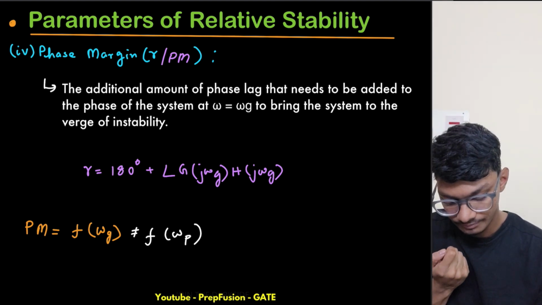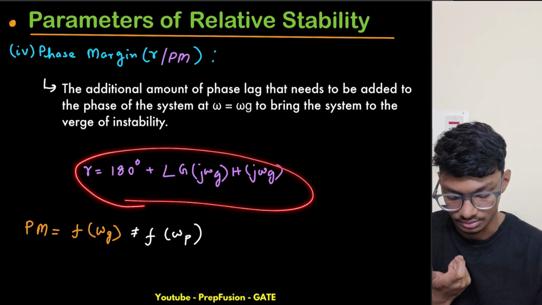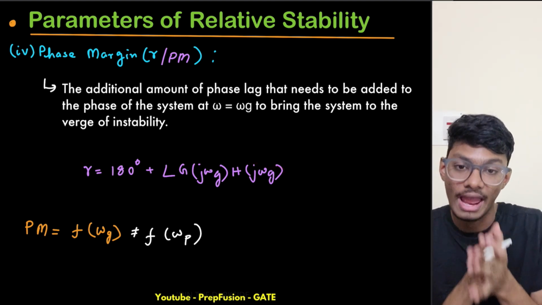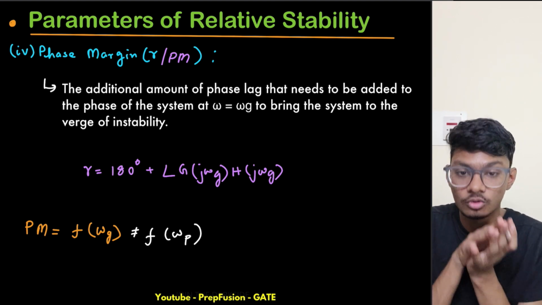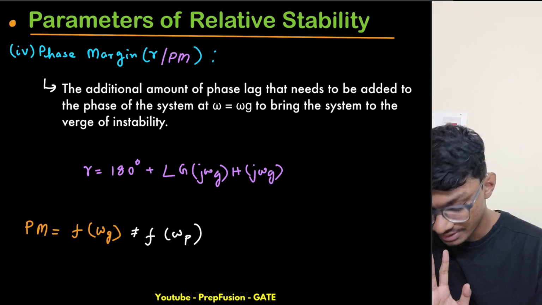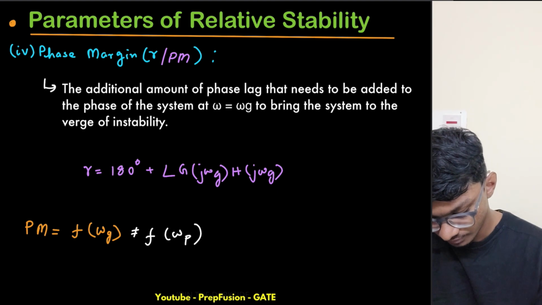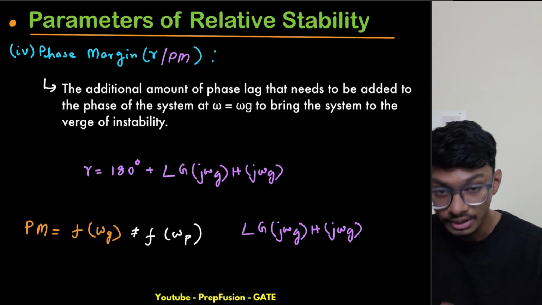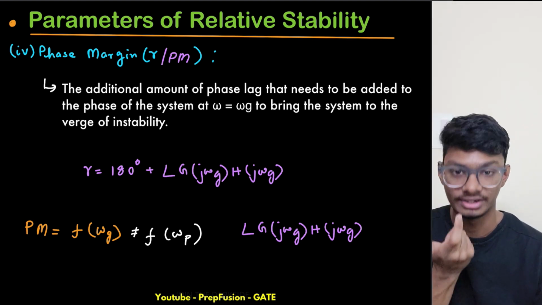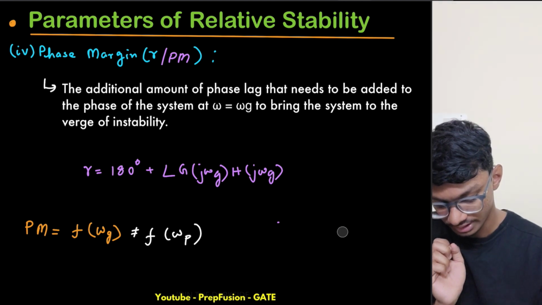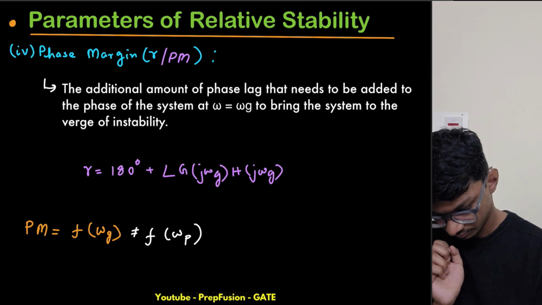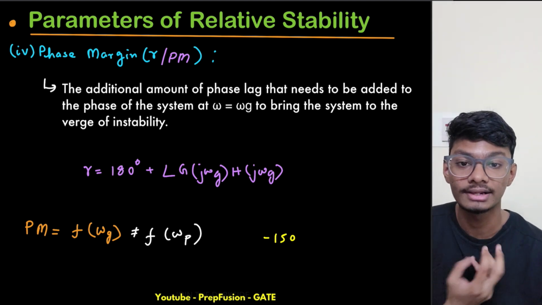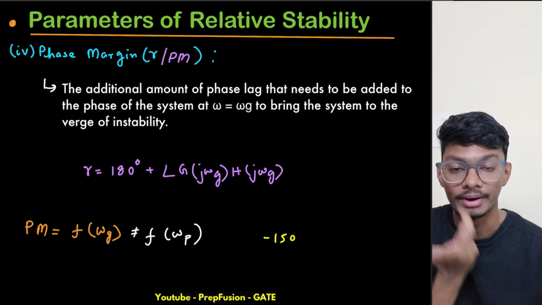Now basically what does this mean? Why is 180 getting added? Phase margin is the additional amount of angle that I need to add to get it to minus 180, right? So currently what is my angle? Let's say at gain crossover frequency my angle is minus 150. Now how much angle do I need to add to make it minus 180?